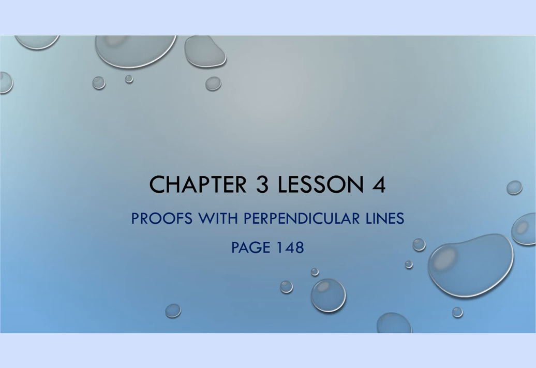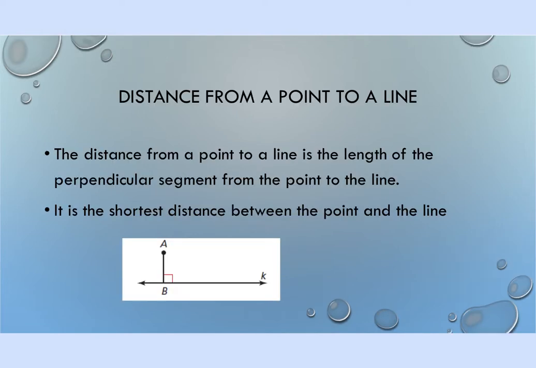All right, so 3.4 is proofs with perpendicular lines. There are 2 proofs on your test, so this is going to give us some practice with some of them, okay? But we're going to talk more about the actual perpendicular line situation.